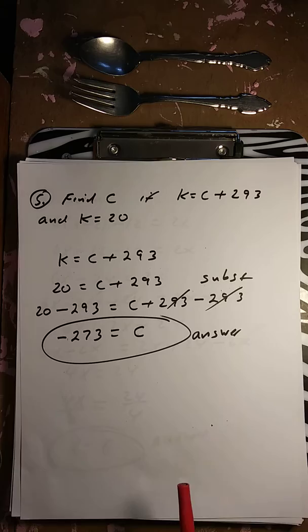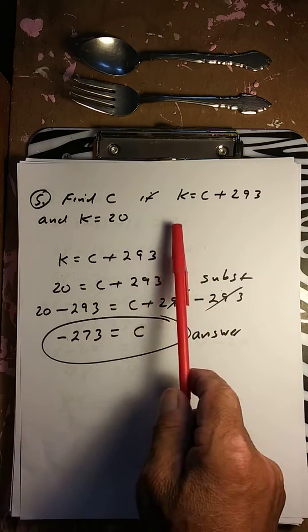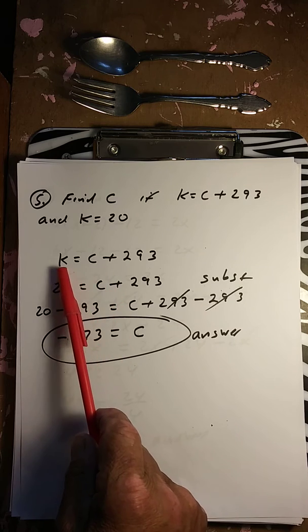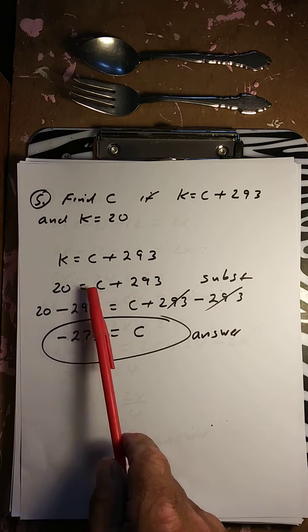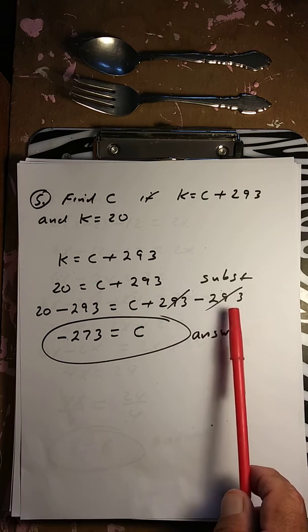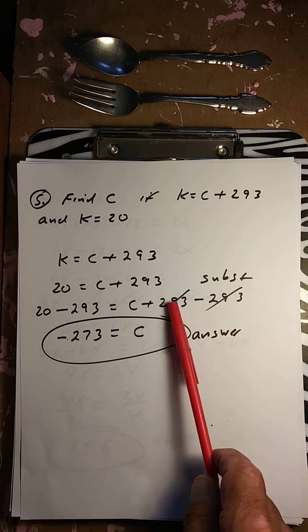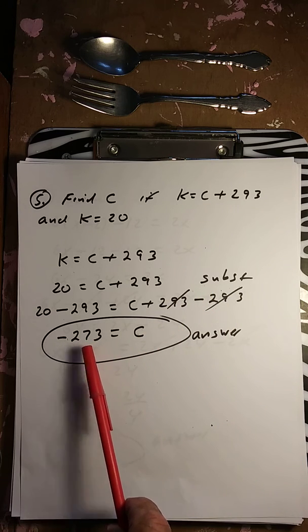Find c if k equals c plus 293 and k is 20. So let's substitute. Original formula, k equals c plus 293. Substitute 20 for the k. So 20 equals c plus 293. Now we're going to go minus 293, minus 293. These are gone. So we have c equals what? Negative 273.